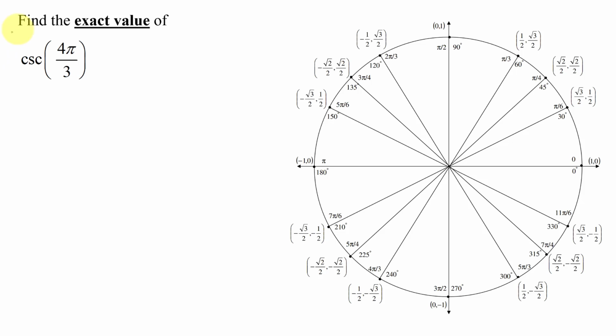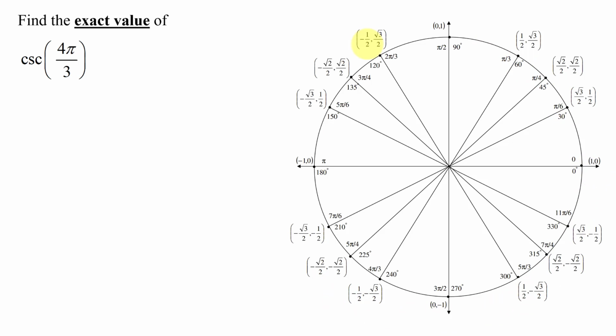In this example, I need to find the exact value of the cosecant of 4 pi divided by 3. As the problem says exact value, this means don't use your calculator as it will give you a decimal approximation. Use the unit circle shown over here.